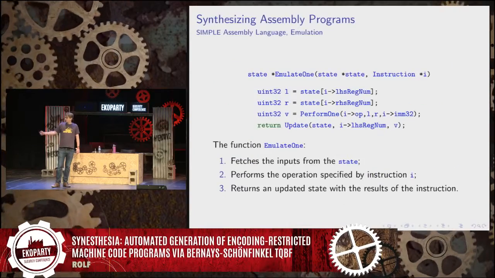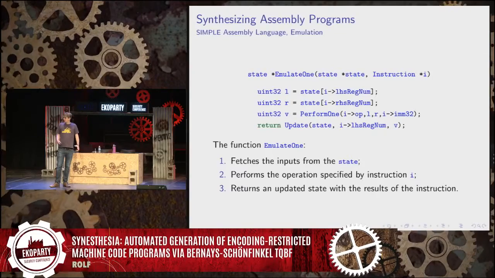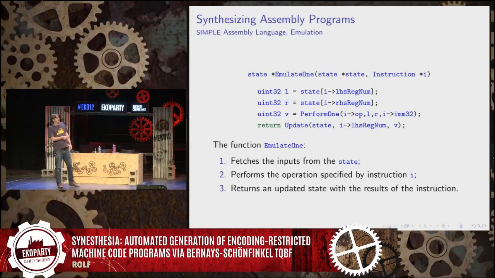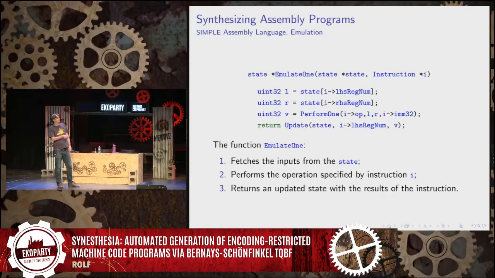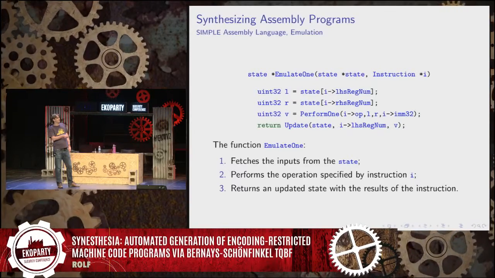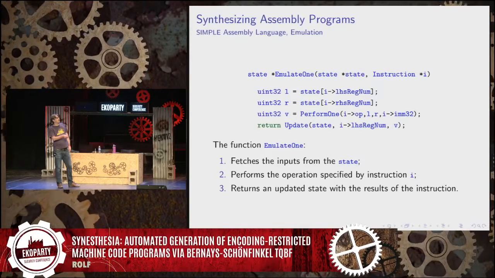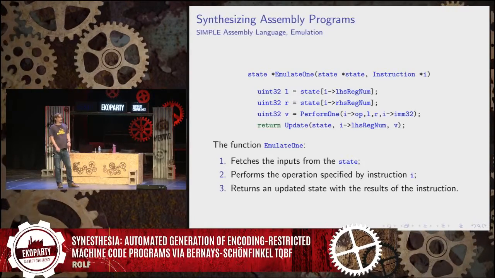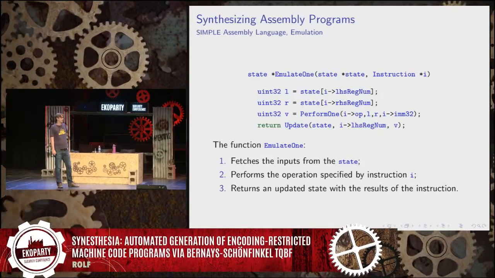And to finish it up, this is the last part of the C representation of simple. This function just performs the emulation of a single instruction. You pass in a state and an instruction, and then it decodes the values of the operands. So it gets the left-hand register value, gets the right-hand register value, then calls that function we saw on the last slide with the right arguments, and then returns a new state where we take the result of the operation and set it into the proper register value.